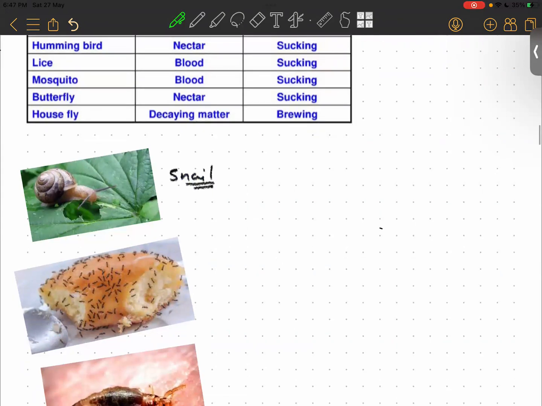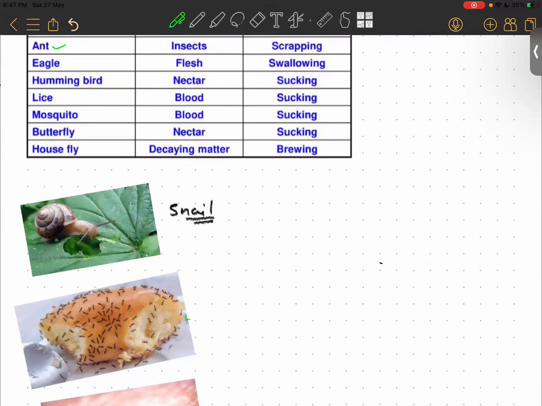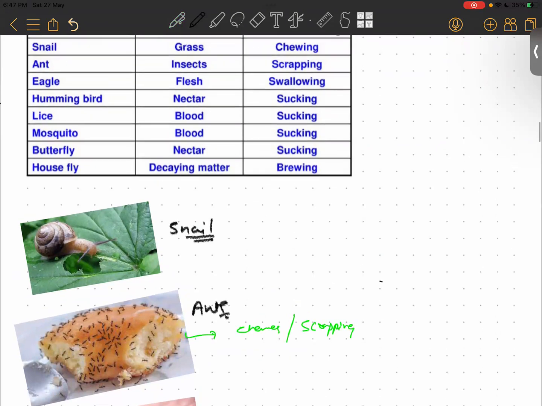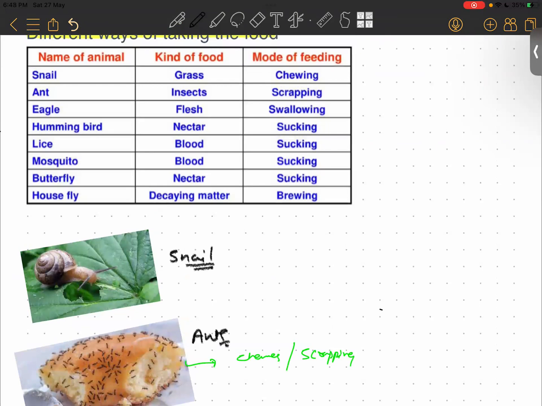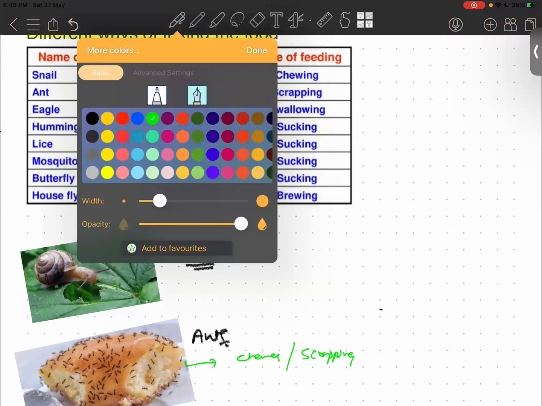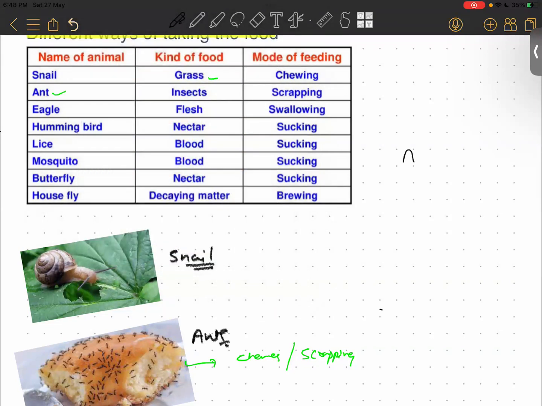And if you talk about the ants, you will see they also chew the food, and by the method of scraping, they eat their food. These are the ants here. And if you see a hummingbird, a hummingbird has a very long beak. If I were to draw the diagram of a hummingbird, it has a beak like this. Okay, that's a rough diagram. Let's say this is a hummingbird here.